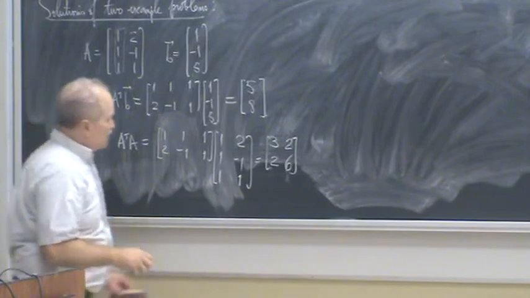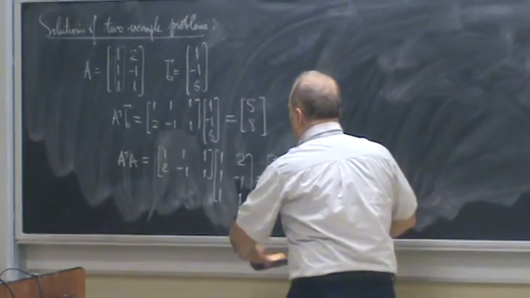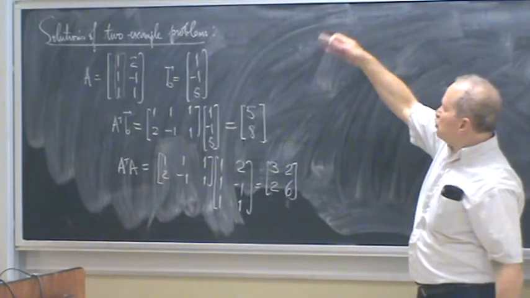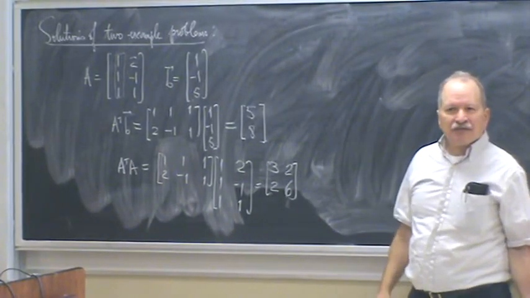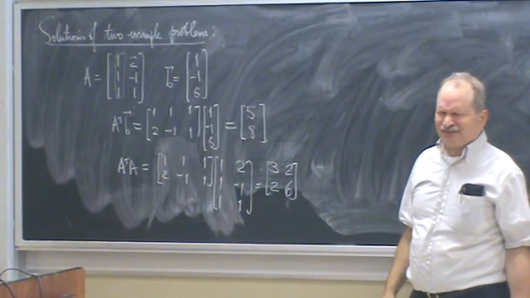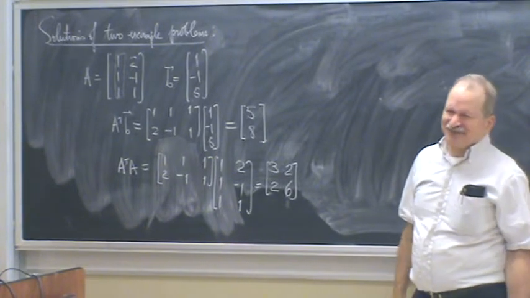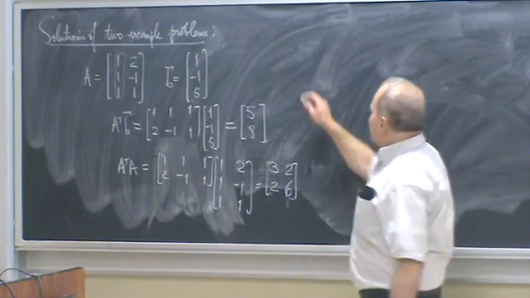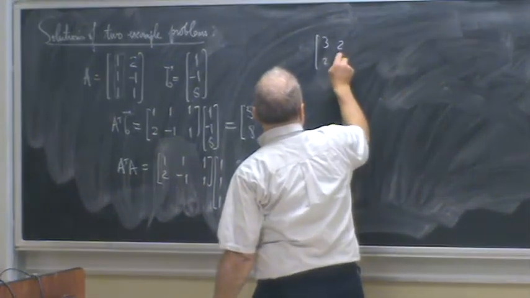Good. So what's the least squares solution? I need, well, this is a 2 by 2. What's the easiest way to solve a 2 by 2 system? What's the easiest way to solve this equation?